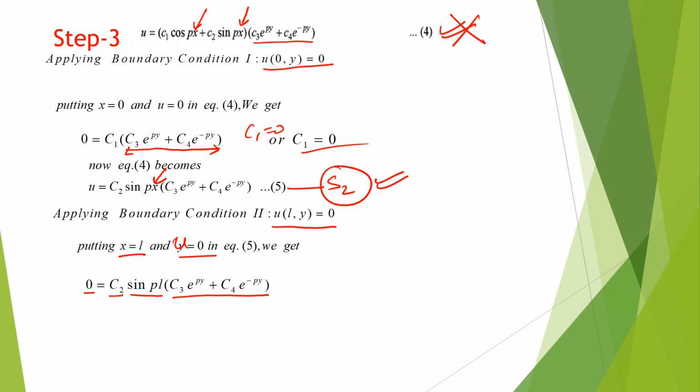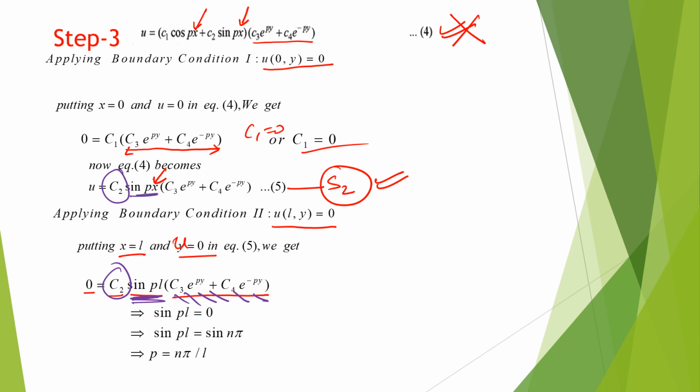Again we have the same problem. This is not equal to 0 because this is unchanged in x. If we consider c2 as 0 and substitute the value of c2 over here, the complete solution will be 0. So we have only one option, that is sin pL.